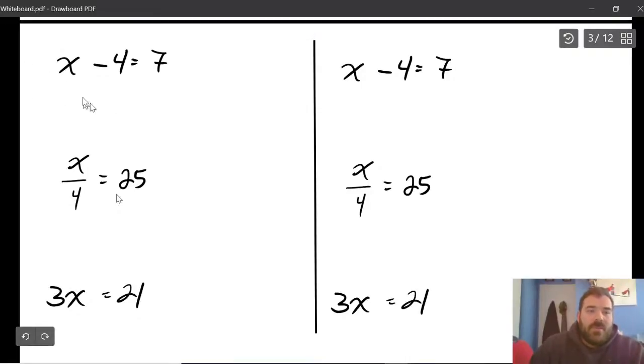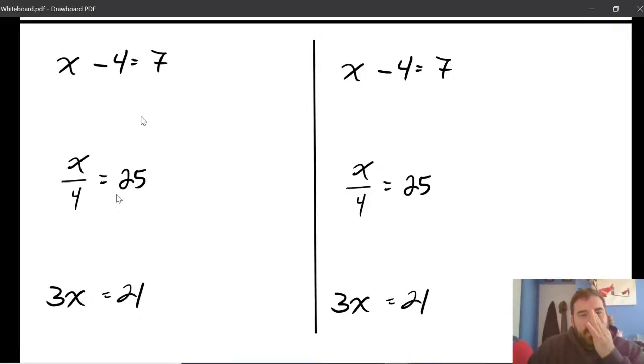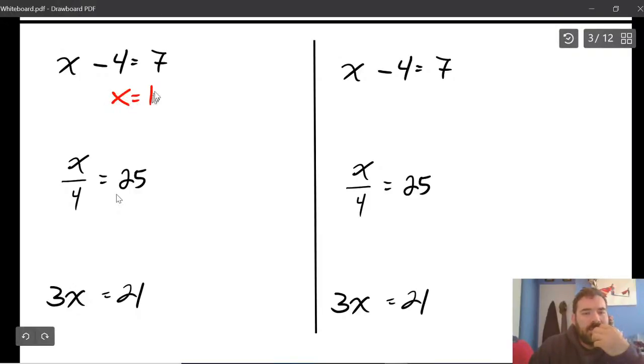So here I have x minus 4 is equal to 7. What number can I have that when I take 4 away from it, I get 7? Well, I'm pretty sure that's 11. And I can double check that. 11 minus 4 equals 7. Yeah, that's good. So it's 11.